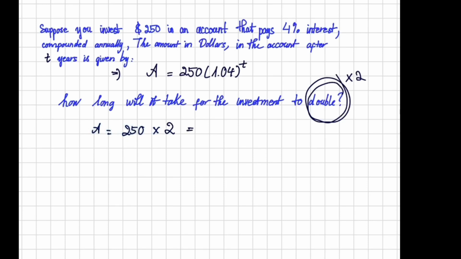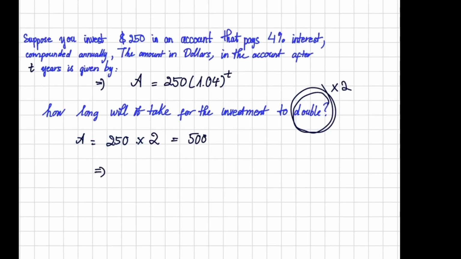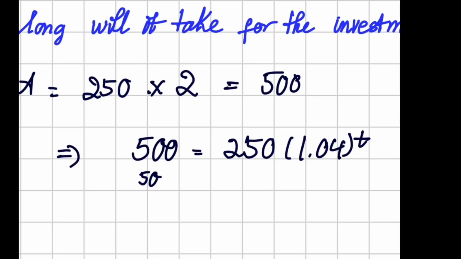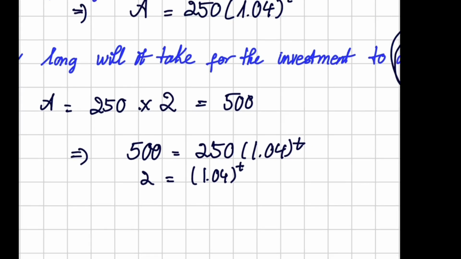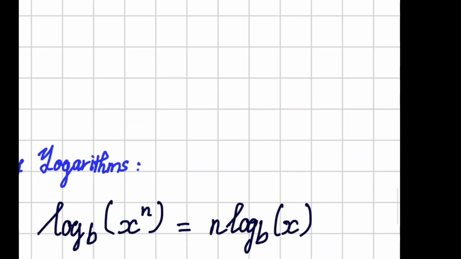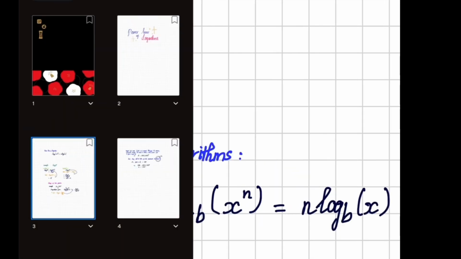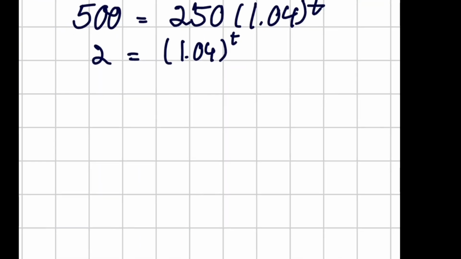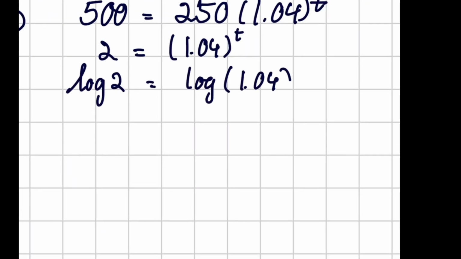Since t is the exponent, we cannot solve it directly. This is where log comes in. Now you have to put the log on both sides. And then we use the power law of log, which is log base b of x to the power of n equals n times log base b of x. This formula allows us to move the exponent in front. So it's going to be log 2 equals t times log 1.04.